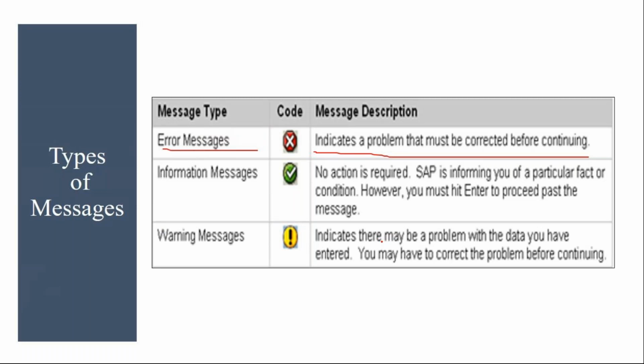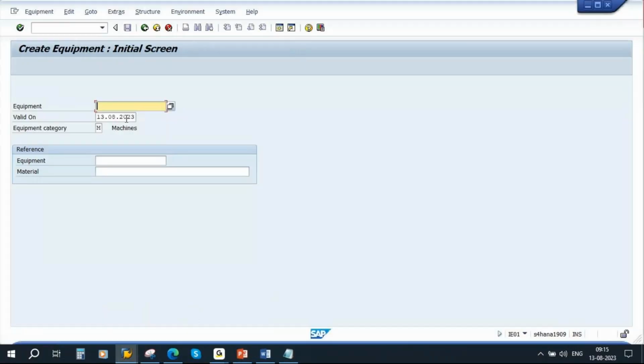Okay. So error message means system will stop you. System will not allow you to go further until you solve that problem. Okay. So let me show you this here. Same thing, create equipment. I have not entered equipment category. Now if I try to continue, you see, what is the error? What is the error? Can anyone read the error?